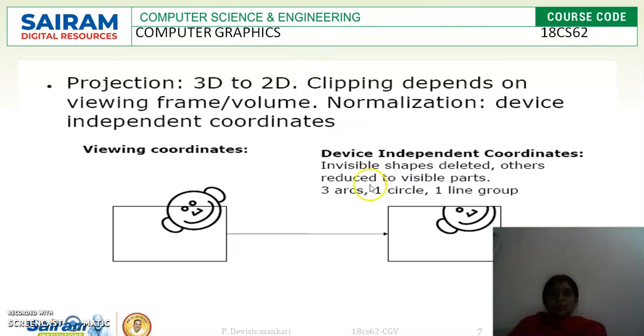And next, the projection part. Projection means where exactly you want to project inside the viewport, whether in the top corner, right corner, left corner, or in the middle part, right? So this is called projection. Here we use one main process called clipping. The clipping depends on the viewing frame as well as the volume. Finally, after doing the normalization, it becomes a device independent coordinate, right?